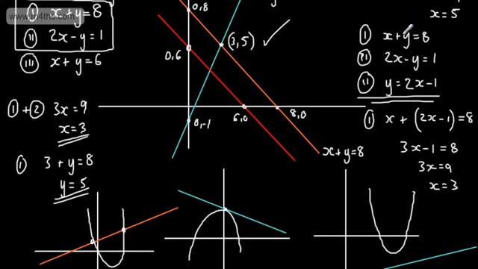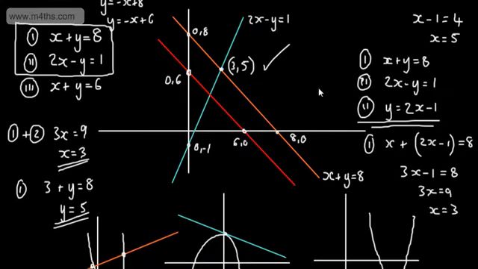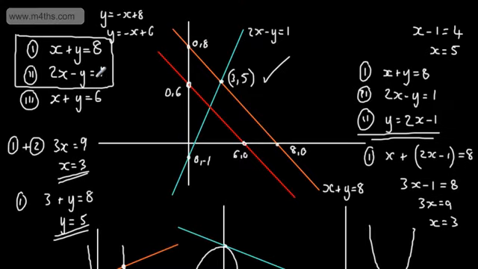I could have gone another way and I could have made x the subject. So in the top one I could have said that x was 8 minus y and subbed it in. On here I wouldn't really want to make 2x the subject as it would be a bit messy. So this is the method of elimination for linear simultaneous equations. This is the method of substitution.